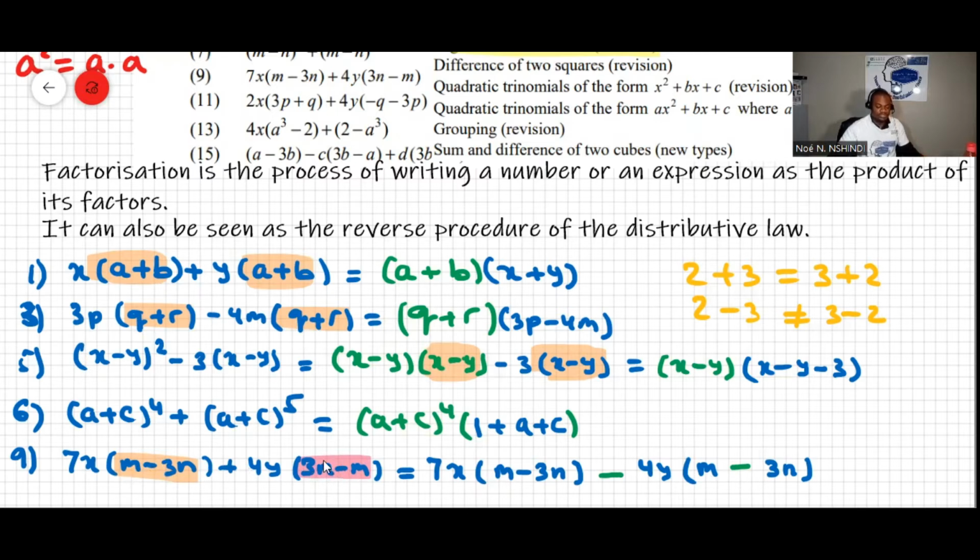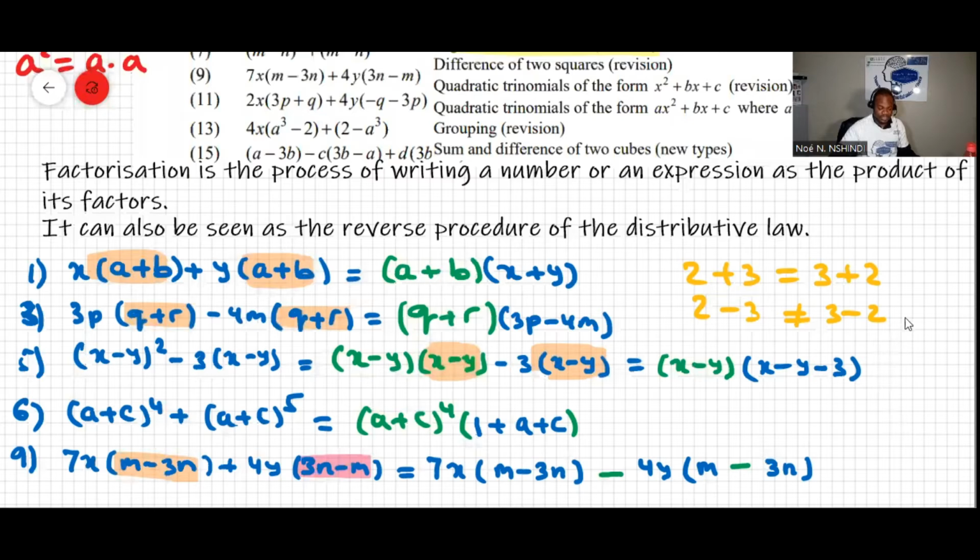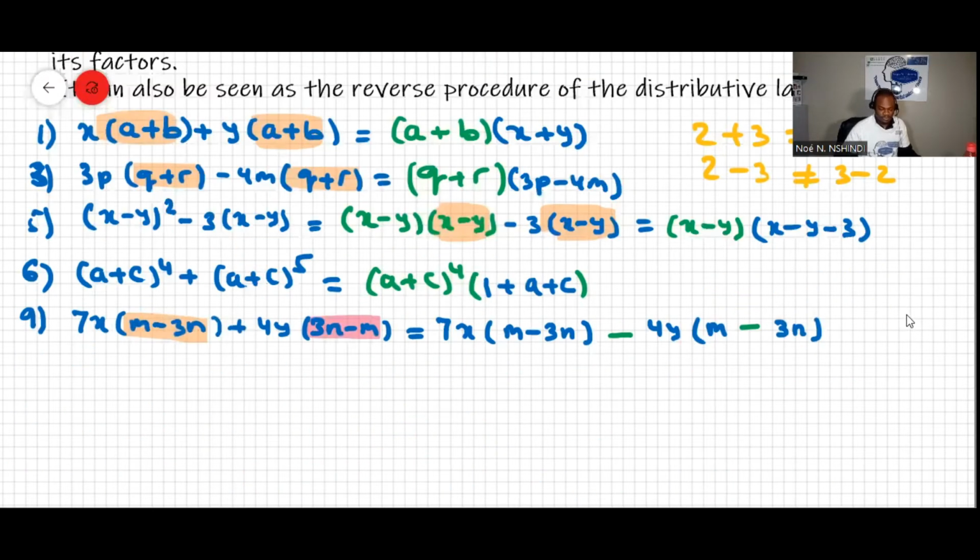First, we switch this order here. We do m minus 3n, then we change the sign of the coefficient of 4y here. If it was positive, we make it negative. If it was negative, make it positive. Like it's going to be negative 4y times m minus 3n. Okay. If you want further explanation, I can just do it this way.